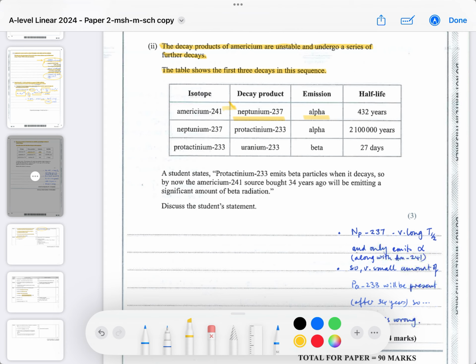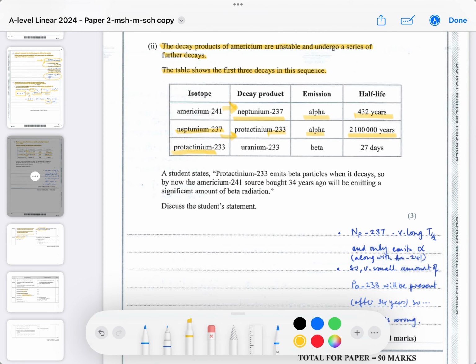So it goes this way. So you can even do a balanced equation. Half-life is 432 years. Then the Neptunium decays into protactinium-233, again by alpha. And that's got a 2.1 million year half-life. So it's going to decay very slowly.